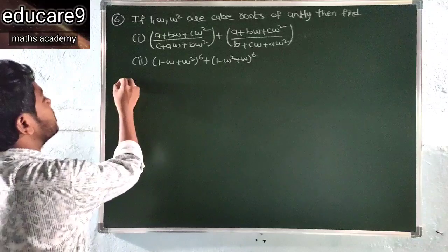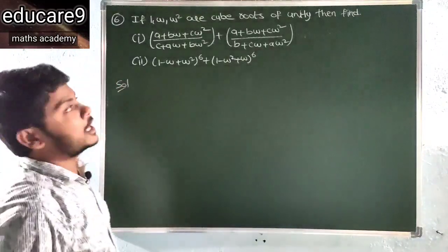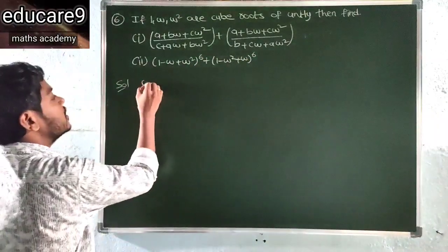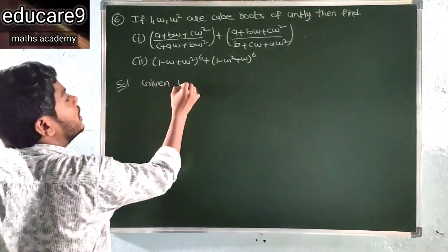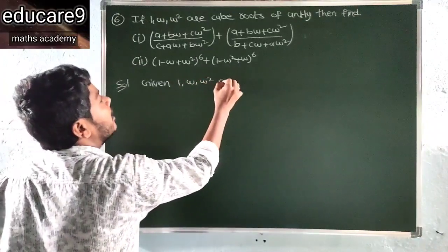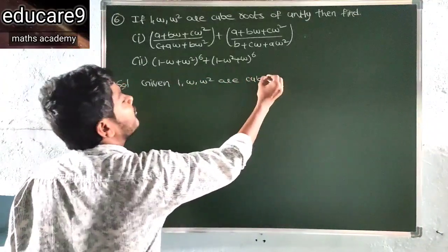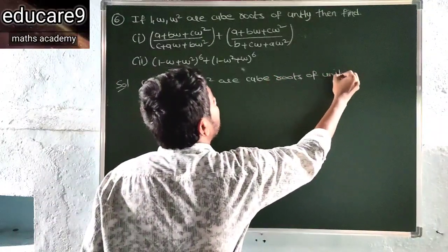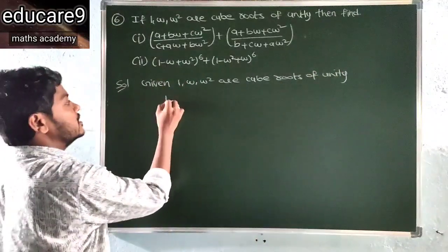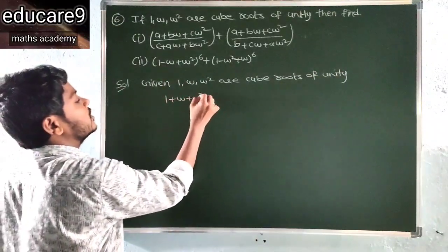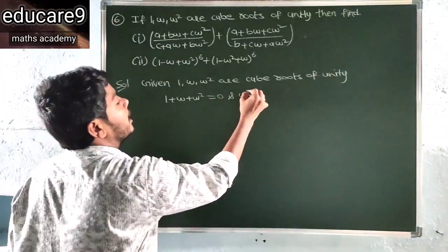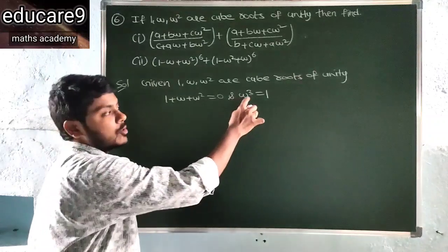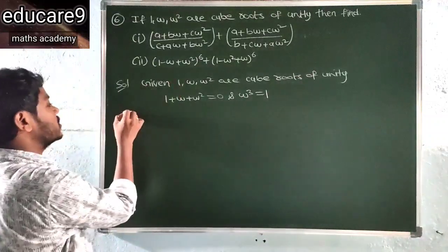So see the question number 6. Here 1, omega, omega square are cube roots of unity, then find these two. So given 1, omega, omega square are cube roots of unity. So therefore 1 plus omega plus omega square value is 0 and omega cube is equal to 1. Sum of the cube roots of unity is 0, product of the cube roots of unity is 1. So see the first solution.